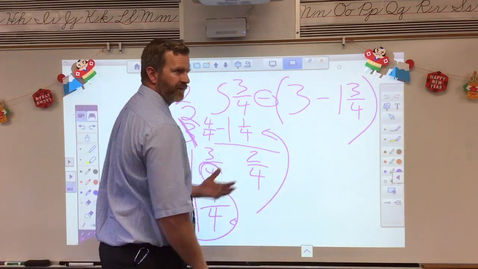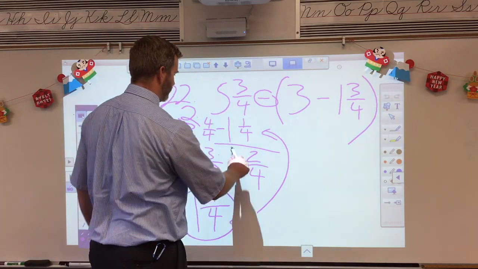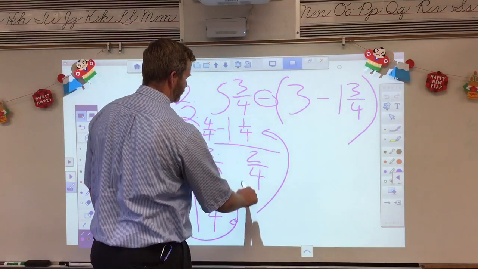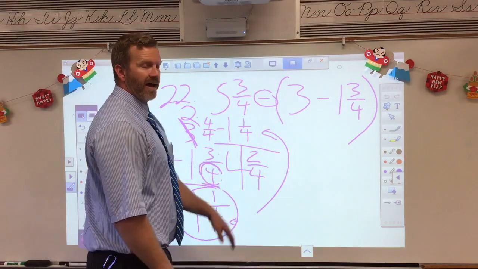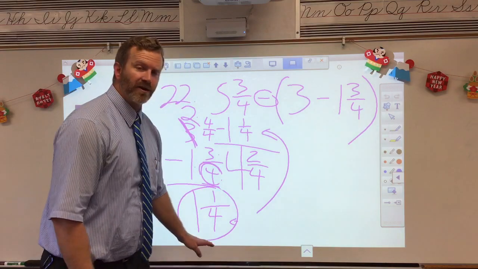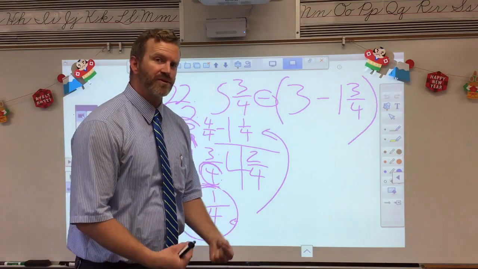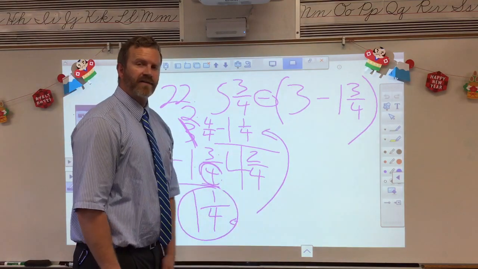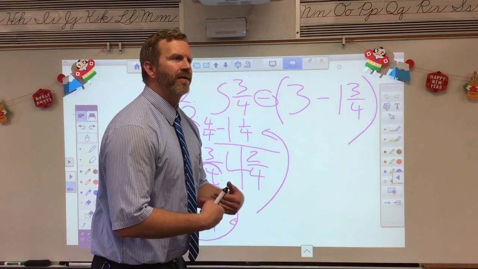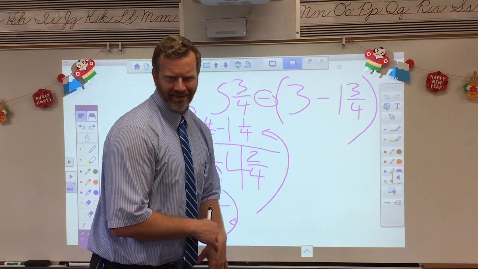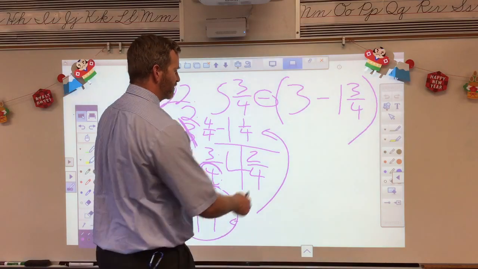5 minus 1. All right, that's pretty easy, right? 4. Now, we just talked about this down here. What would happen if we ended up with 2 over 4? Now, can I leave that 2/4? Absolutely not. Right, we gotta reduce that fraction.